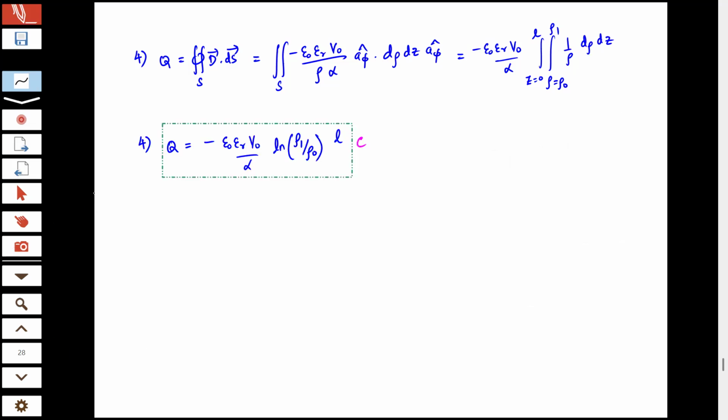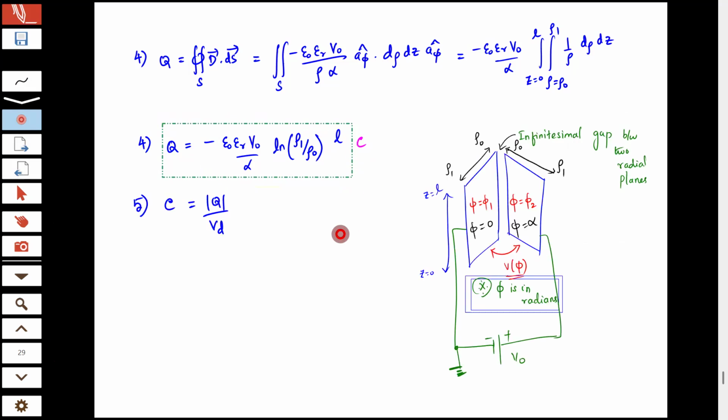So now we can write charge Q as minus epsilon naught V naught by alpha logarithm rho 1 by rho naught into L. This is the charge stored in either of the plates of the radial planes, which has the unit coulomb. Now, if one plate is charged to negative charge, the other will be charged to equal and opposite charge. Magnitude is going to be the same. So in any one of the plates, how much charge is enclosed will be the numerator for the capacitance calculation. And the denominator of this capacitance is the difference in potential between the two plates.